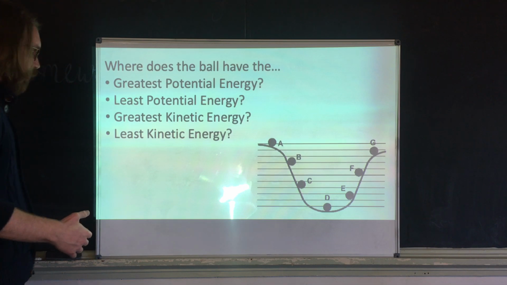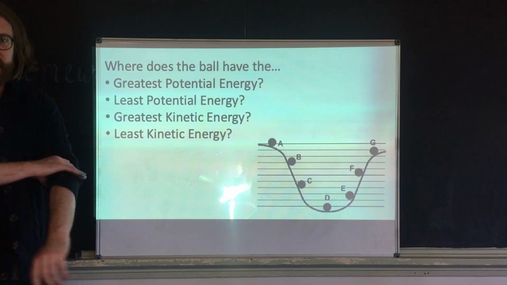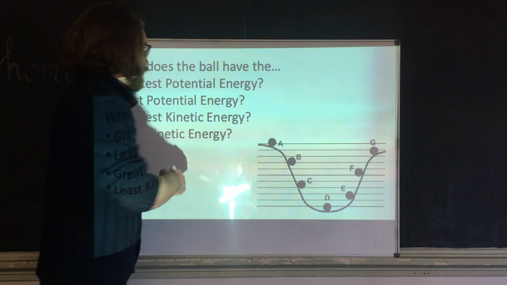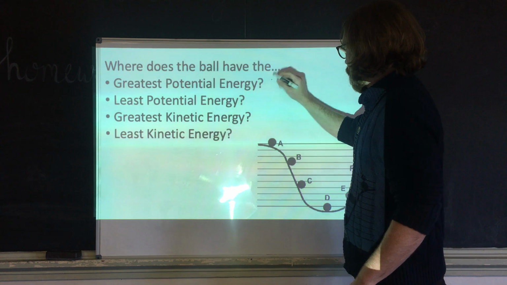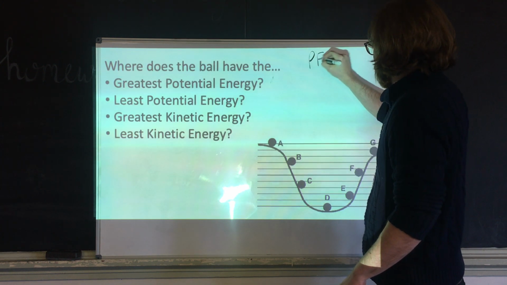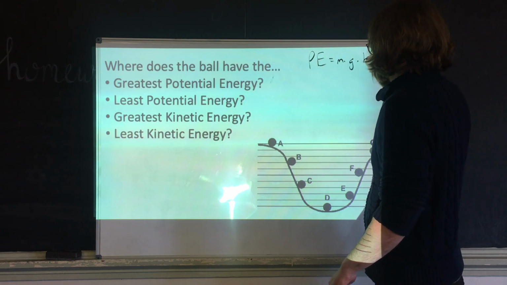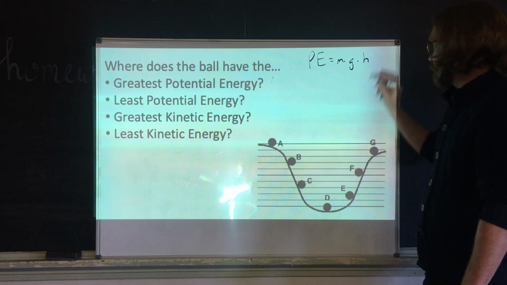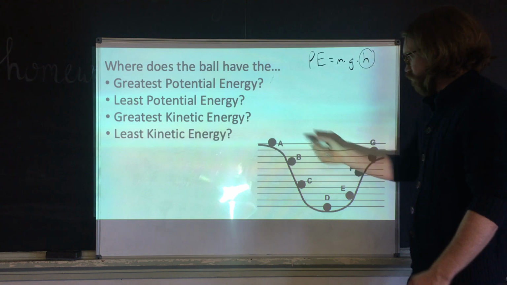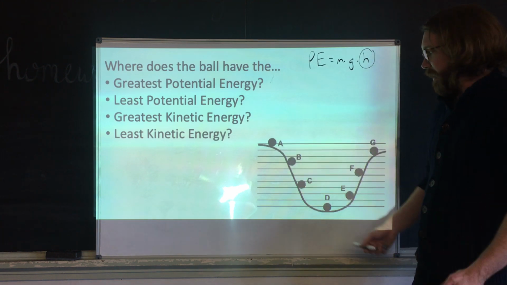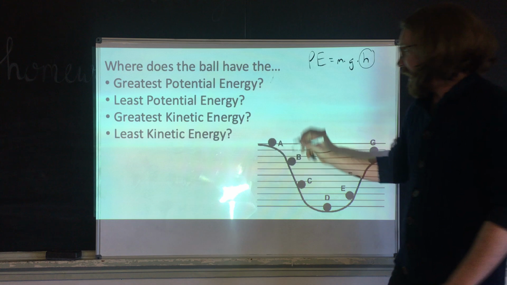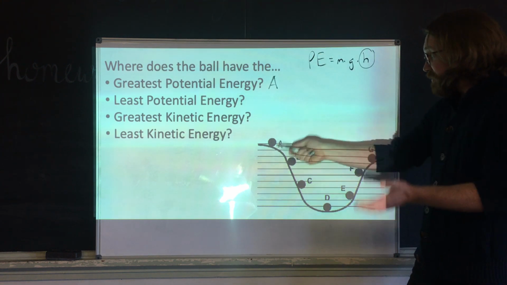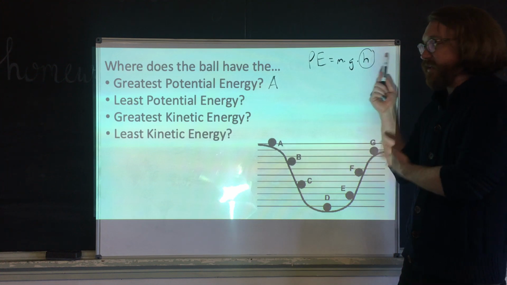All right? So I want to know, where does the ball have the greatest potential energy? Well, the only thing we care about with potential energy, if we look at our two equations here, potential energy equals mass times little g times height. Little g doesn't change. The mass of the ball doesn't change. So all we care about is the height. So where is the ball the highest off the ground? Did you say A? You'd be correct. Very good. So A has the greatest potential energy because it has the greatest height.